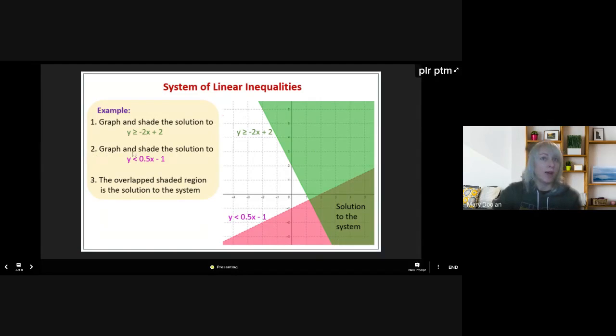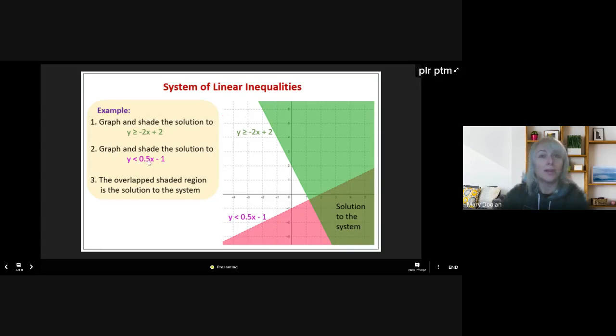Second, you would then graph and shade the solution to the other inequality that you're given. So y is less than 0.5x minus 1. We're going to graph this. It's in slope-intercept form. So we're going to take this negative 1 and start our graph on the y-axis there. And then we use our slope.